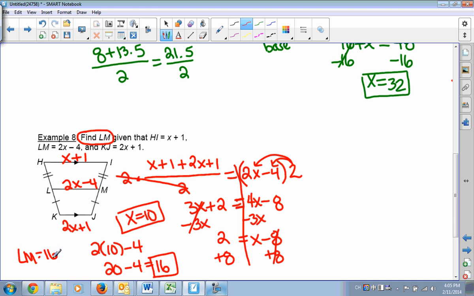Are there any questions about trapezoids?